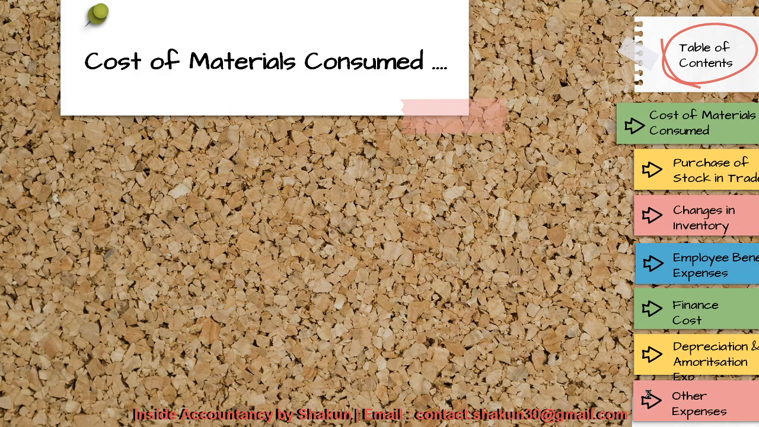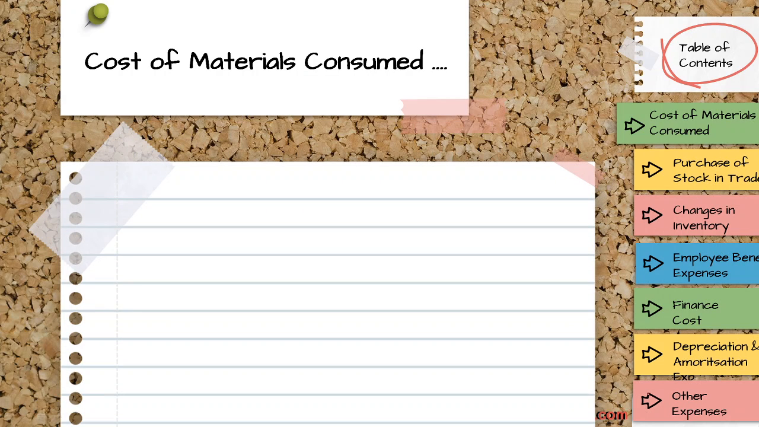So first is the cost of materials consumed. Now what is cost of materials consumed? It is nothing but the amount that you spend for the purchase of materials. Now what are materials here? When I use the word materials, what does this mean? Material basically means the raw materials that are purchased by a company for further processing. So any raw material or any other material used for the purpose of manufacturing or processing of the goods is referred to as materials here, right?